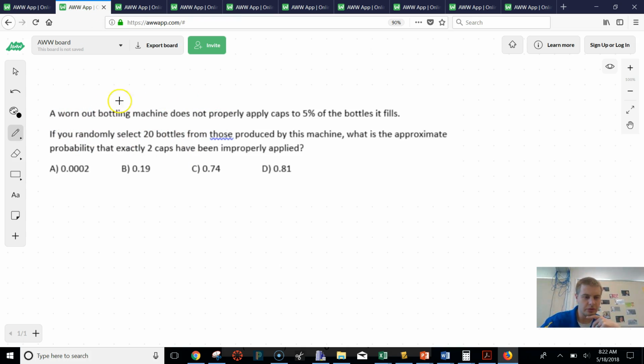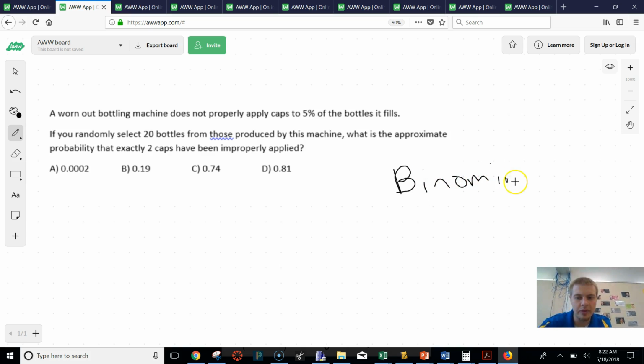Let's look at number 2. On number 2, it says a worn out bottle machine doesn't bottle things properly. 5% of them fill. If you randomly select 20 of those bottles the machine produces, what's the approximate probability that you get exactly 2? So this is a success fail, so it's binomial. So that's what we know from it.